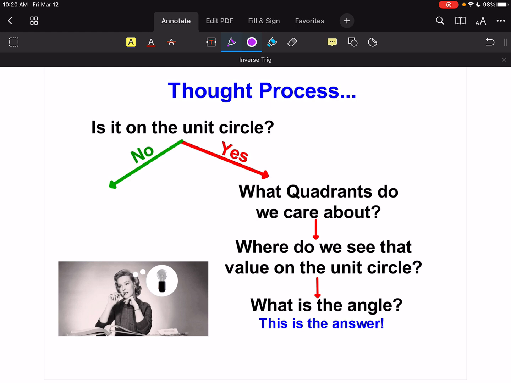First thing we got to think about, look at the ratio given to you. Is it on the unit circle? No, we're going to talk about that later. Okay, that's an issue that we'll talk about eventually. It is on the unit circle. Okay, we want to figure out, well, what quadrant is it in? So I want to look at the sine of the ratio, right? Is it positive? Quadrant 1 for sine. Is it negative? Quadrant 4 for sine. Then we want to find that value on my unit circle and then find the radian measure that goes with that angle of rotation. And that's my answer, okay?